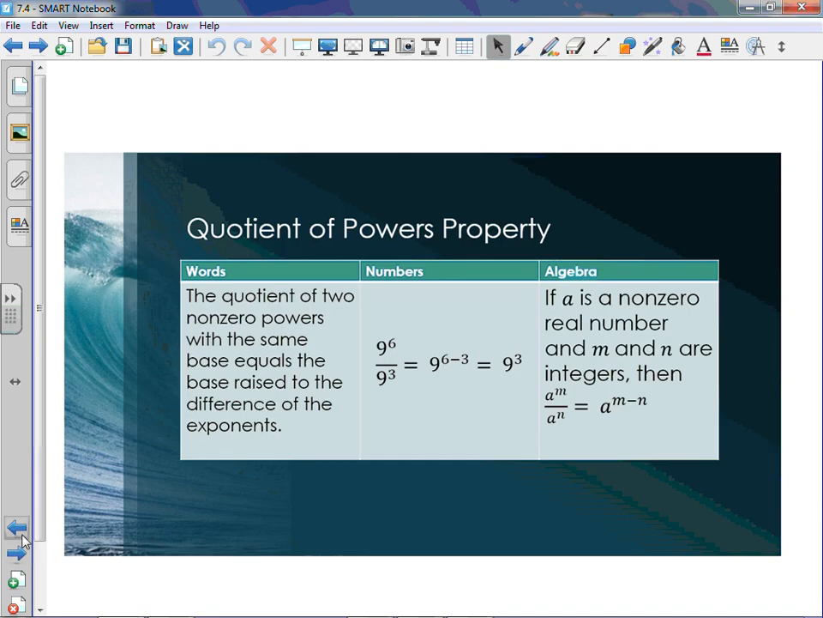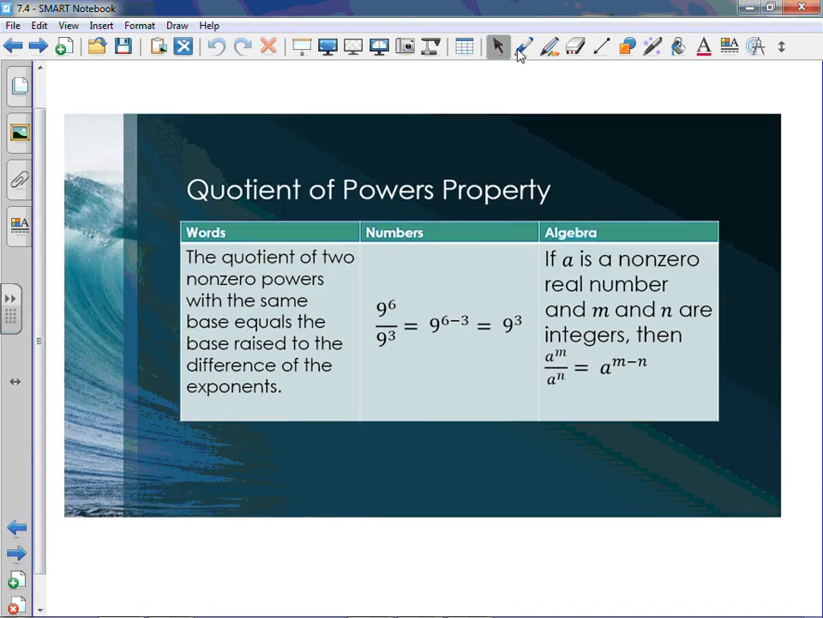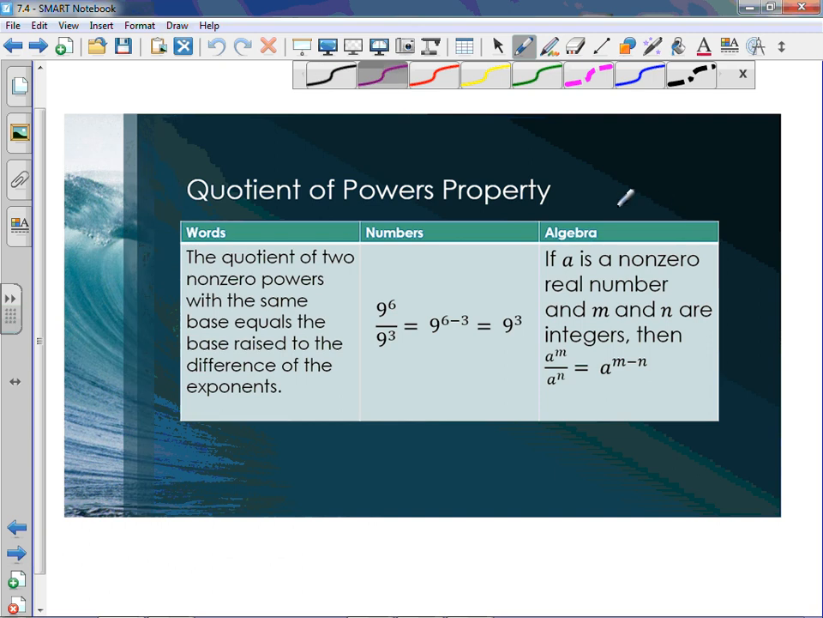All right, division property. Again, I want you to write down what it is in algebra instead of in words. When you are dividing, you are subtracting. Write it down, and I will show you a quick shortcut.